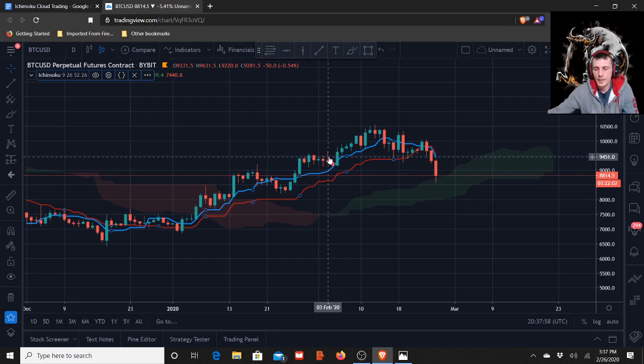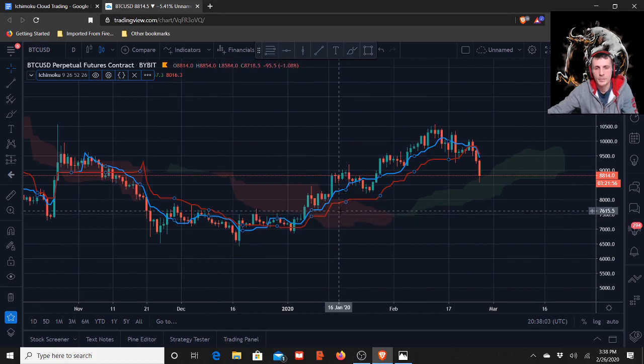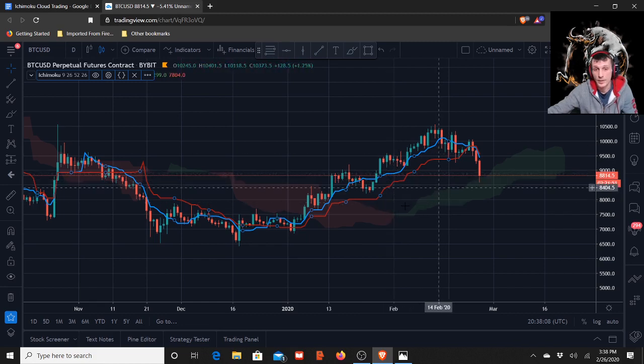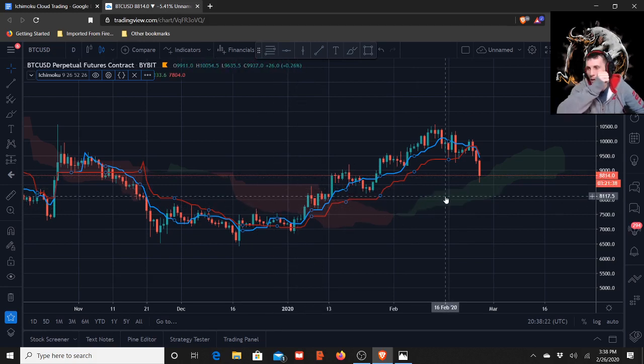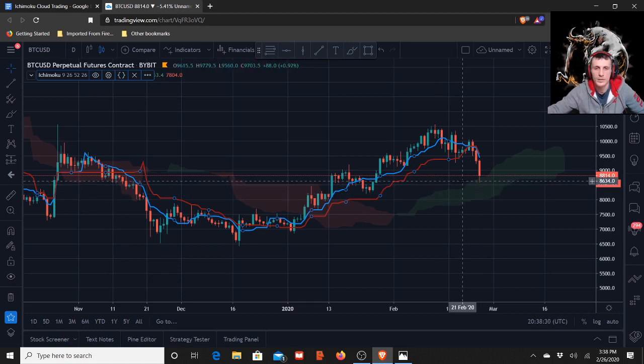Okay, so if we are looking for longs, you only want to take long positions when these lines are above the cloud. You want your blue line crossing the red line, and you want to be above the cloud. Don't take trades in the cloud. When price is in the cloud, when candles are inside the cloud, you will get a bunch of whipsaw candles. Price is indecisive.